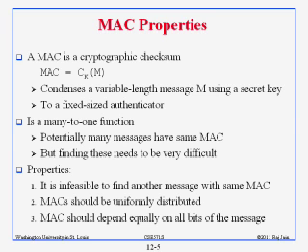So the MAC is a cryptographic checksum which uses a key K, and it condenses a variable length message using a secret key to a fixed size authenticator. So basically it is like a hash with a key. It's a many-to-one function, just like a hash. So many messages can have the same MAC, but finding these messages is very difficult. So like a hash, it is a one-way function. You can give it a message, you can calculate the MAC, but given the MAC, you cannot calculate the message.